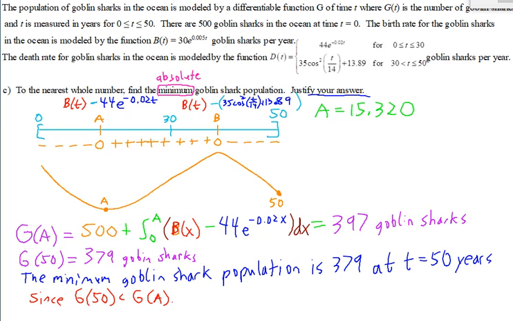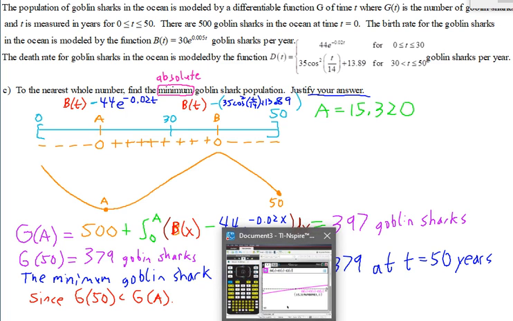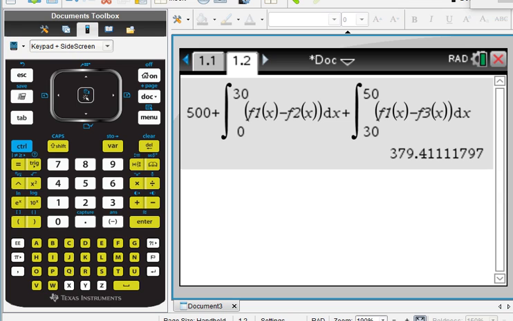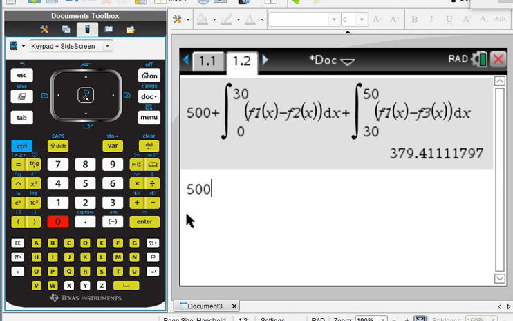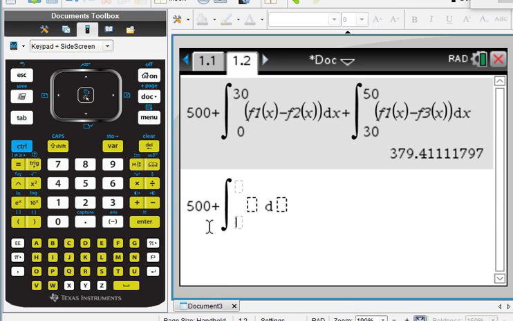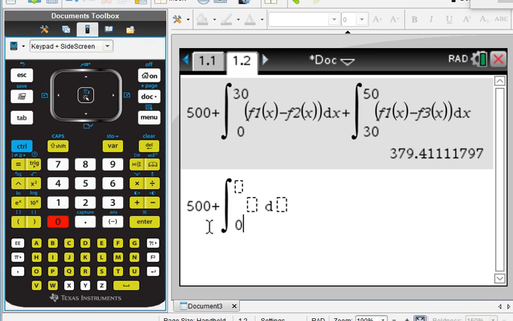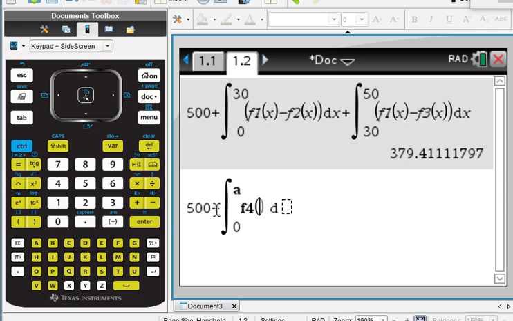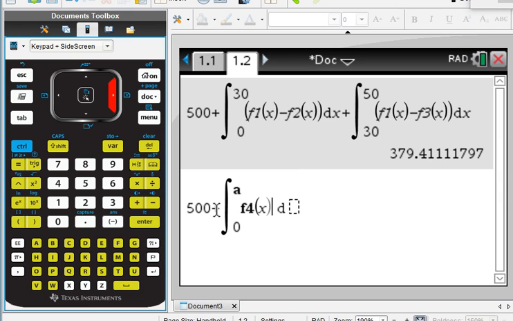So those definitely take the most work there. It's a little harder with a piecewise function. Now let's take a look at, well actually let's put this in the Inspire first, before we go to the next part. So the Inspire, again you would just enter in 500 plus integral from 0 to a. And again, you could do y1 minus y2, or that was our y4. You get the same answer.